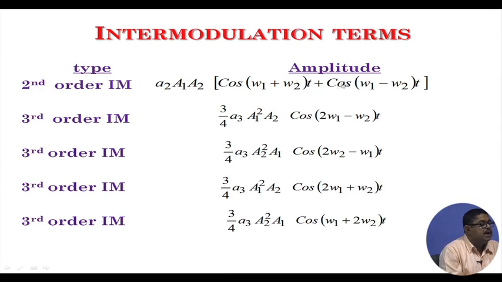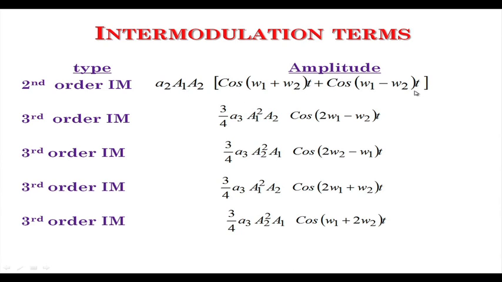So, here we have listed the amplitudes. You can cross-check, do it yourself. I have written cos to show you the frequency part; the amplitude will be simply A2, A1, A2, here 3, 4, this. So, you see this is interesting. Let us see the harmonics.